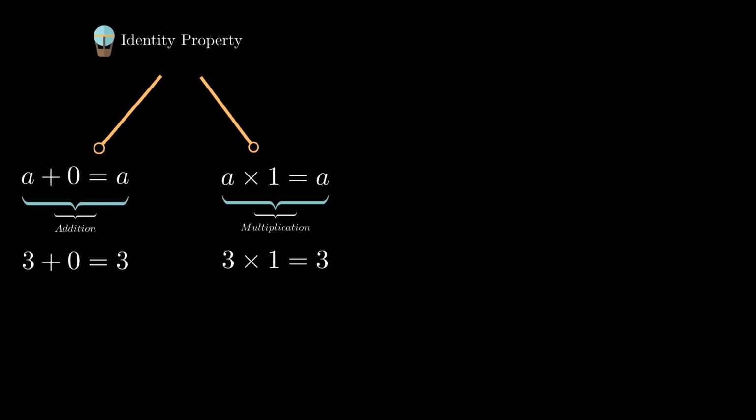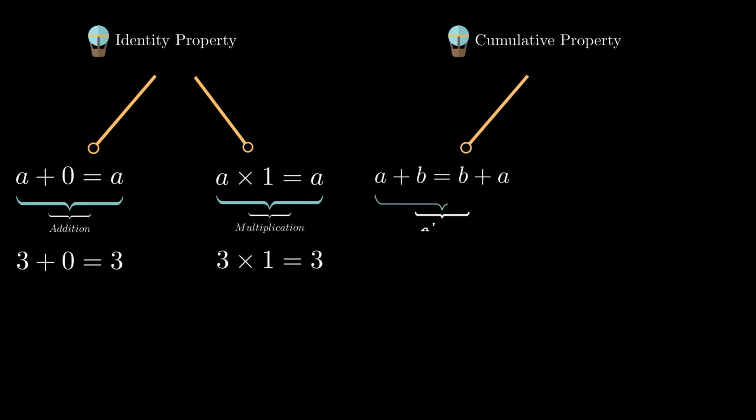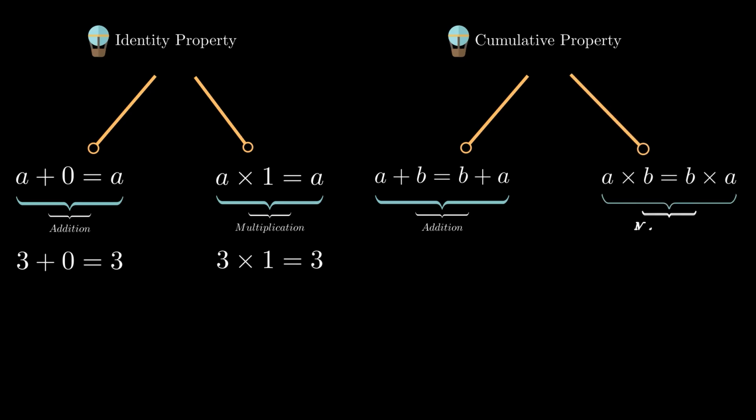Next, let's move on to the commutative property. This property states that the order in which we add or multiply numbers doesn't change their sum or product. For addition, it looks like this, and for multiplication, it looks like this. Let's take some numbers and substitute them in the equation and see if this property holds true.